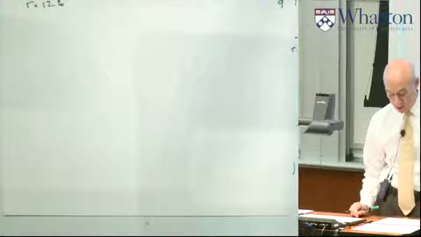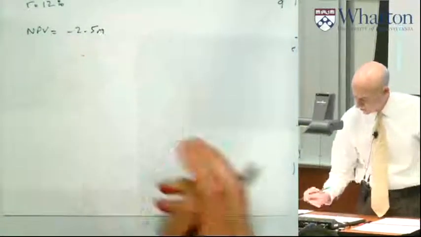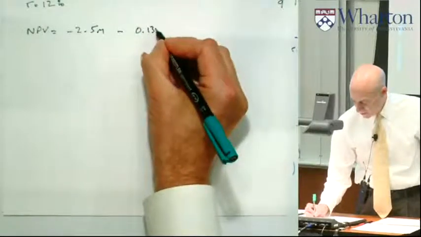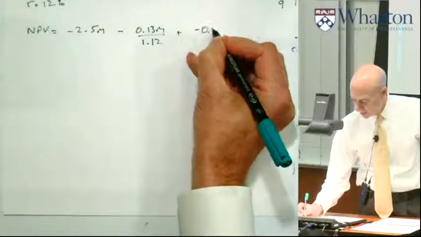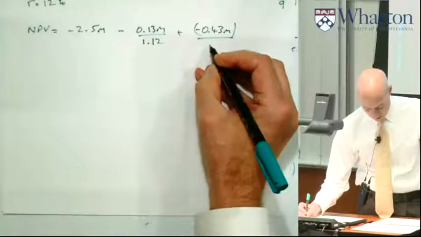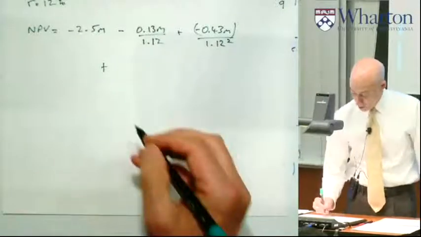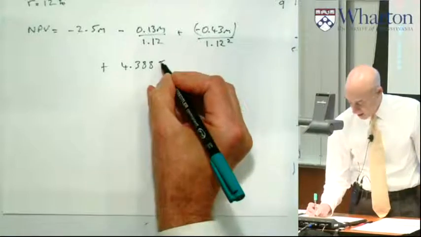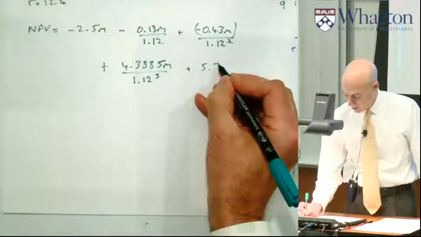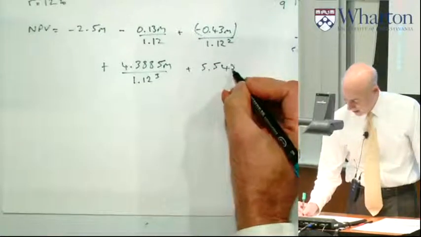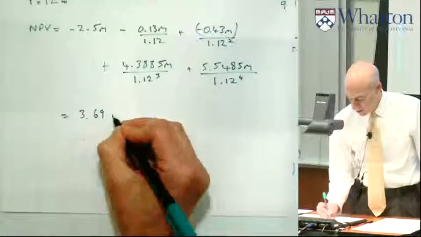Okay, so we have a discount rate of 12% here. So the net present value is going to be minus the 2.5 million from date 0, minus the 0.13 million at date 1, divided by 1.12, and then we've got the minus 0.43 million at date 2. We divide that by 1.12 squared, and then we've got the 4.3885 million divided by 1.12 cubed. And then finally we've got 5.5485 million divided by 1.12 to the fourth. If you work that out, we get 3.69 million.